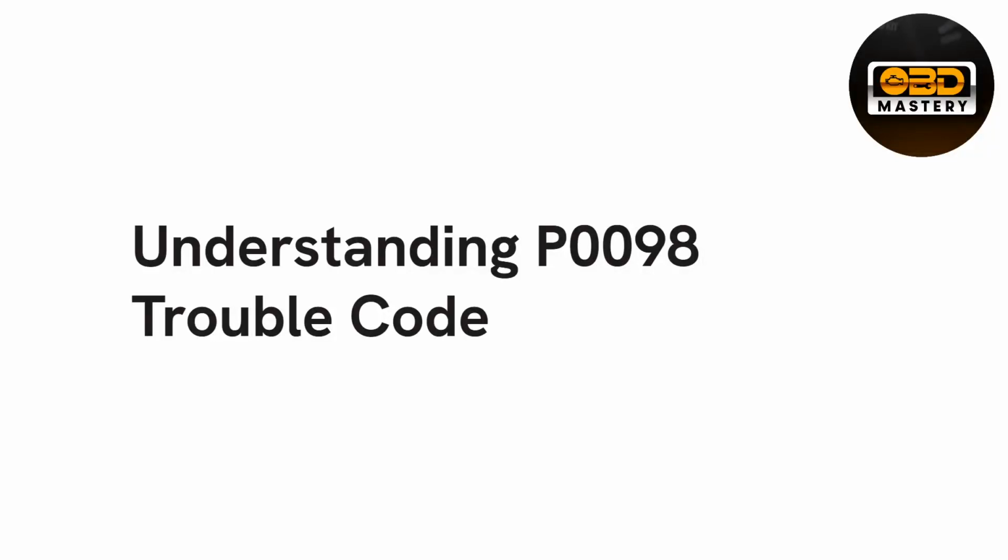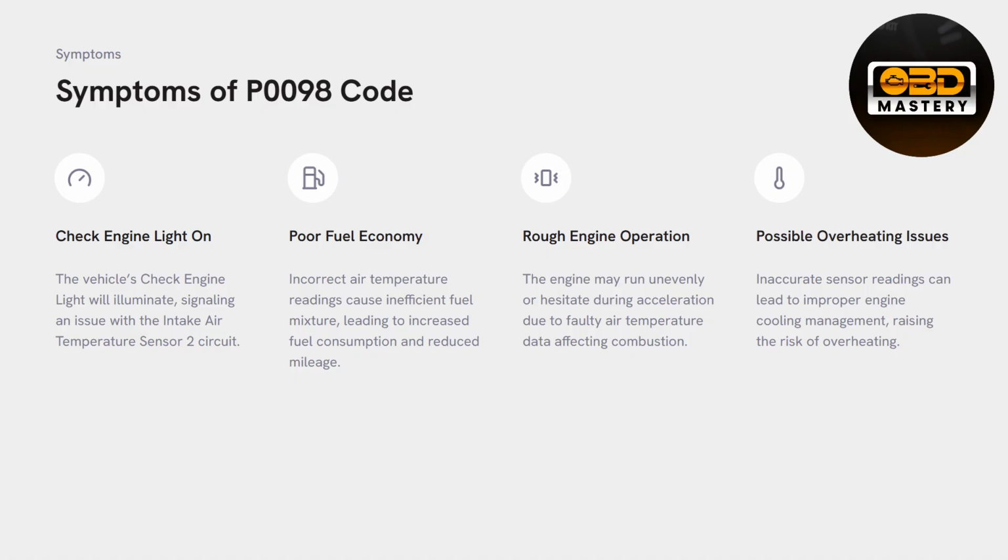Hey guys, so in today's video, we're going to be talking about the P0098 trouble code. What are the cause, symptoms, solutions? The symptoms of the P0098 code is you're going to have a check engine light on, poor fuel economy, rough engine operation, and possible overheating issues. Now below is a description of each of the symptoms, so you can go ahead and pause and read that, but we're going to go ahead and move on here.